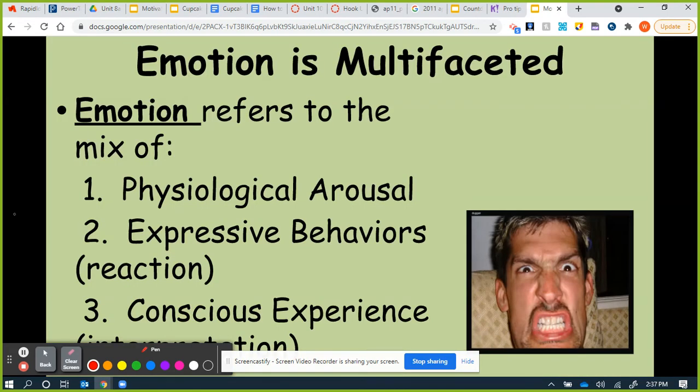So emotion is a combination of these 3 things, which is physiological arousal, which is autonomic nervous system, expressive behavior, how you react to something, and then our conscious experience of the emotion, how we interpret the physiological change and our expressive behavior.